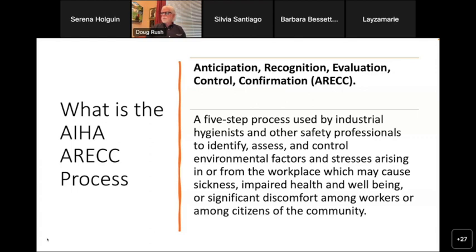One of the things I want to point out on this is the last sentence on here. It says this is used by hygienists and safety professionals to talk about workplace stresses and to help identify those kinds of things. And the last few words on here say, among citizens of the community. So this ARECC process is something that we can use for work in the community. Is that important? Well, of course it is.